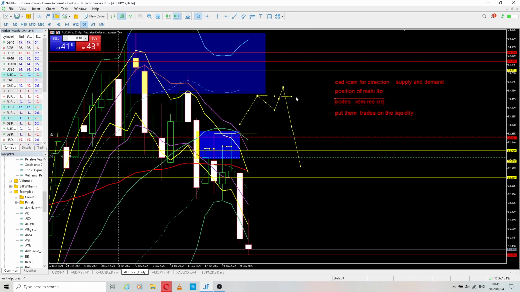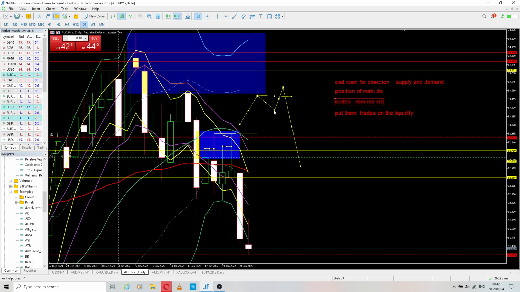Because they want liquidity to move the market to the downside. So we need more trades here. So what the institutions are going to do is move the market there, then move the market there with money, then start taking off the trades.